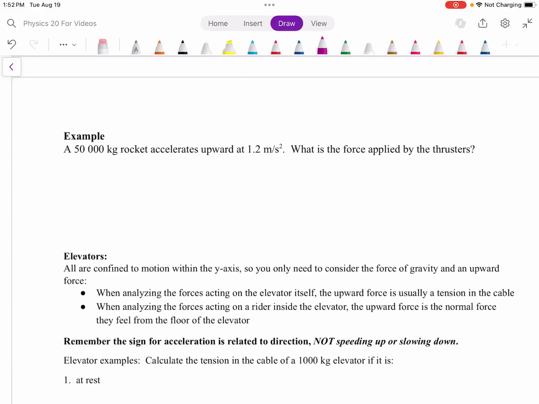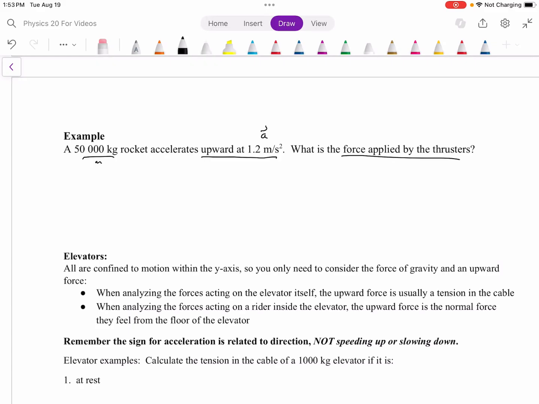Alrighty, let's try out one where we actually have to make a calculation now. So a 50,000 kilogram rocket accelerates upwards at 1.2 meters per second squared. What is the force applied by the thrusters?